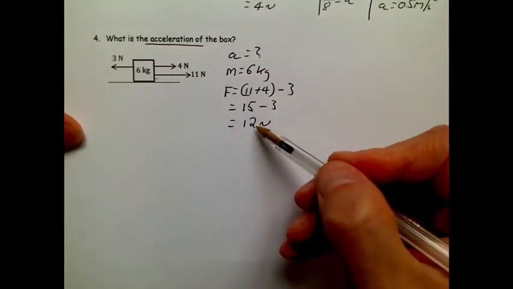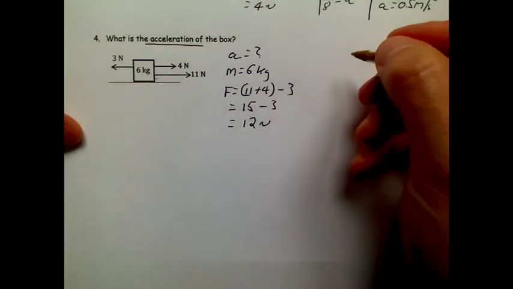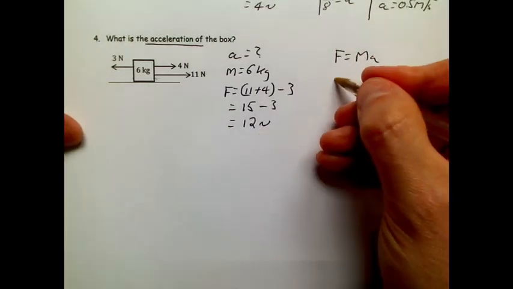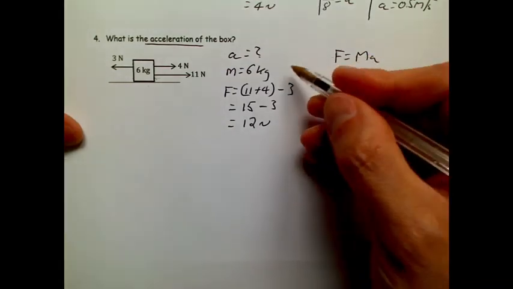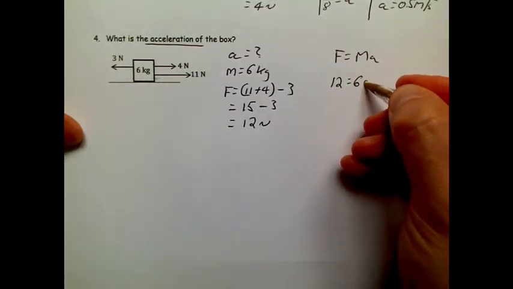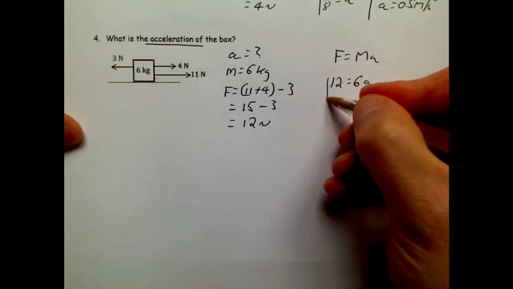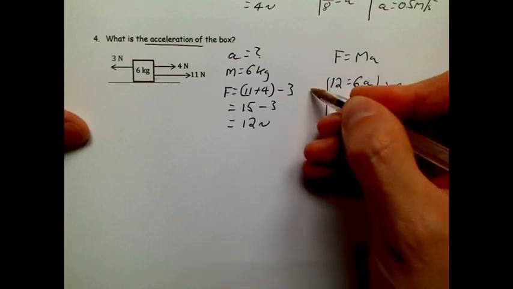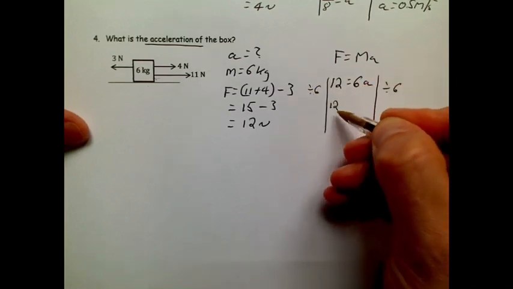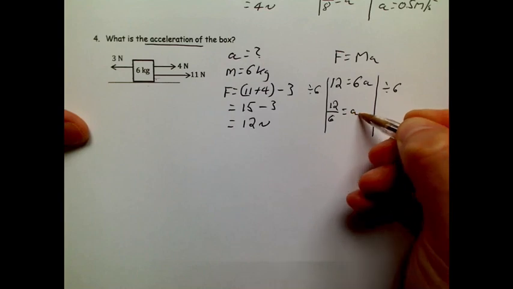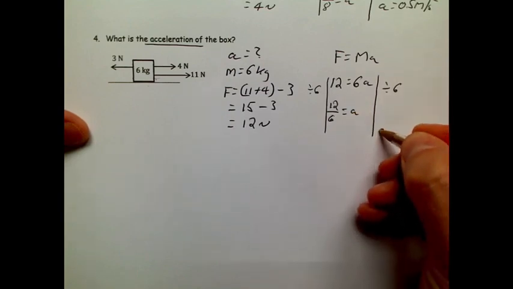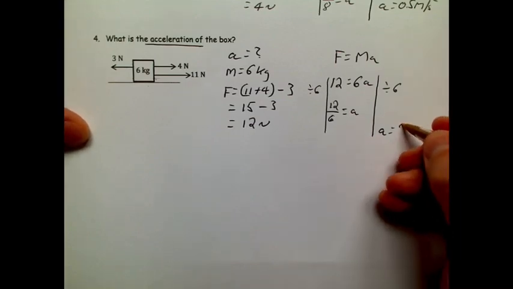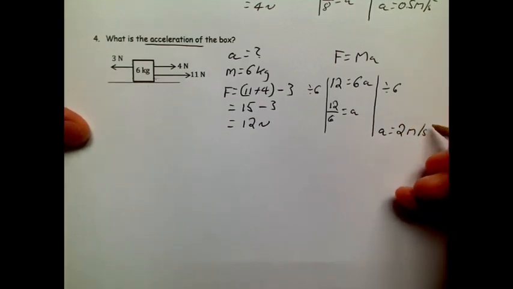So I've got my force, my mass, I can now work out my acceleration. F equals ma, force is 12, my mass is 6, and that's multiplied by my acceleration, which I need to work out. I need to rearrange to get a on its own, so I'm going to divide by 6 on both sides. 12 divided by 6 equals a, so a equals 12 divided by 6. If I type that into a calculator, I get 2 meters per second squared.